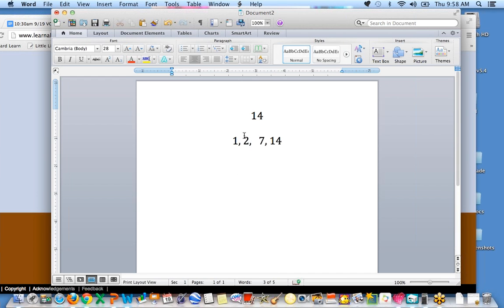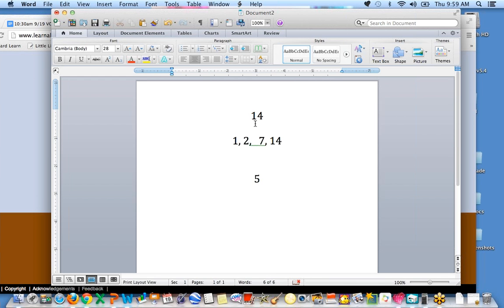That's great. So the only factors of 14 are 1, 2, 7, and 14, because there is nothing I can multiply 3 times in order to end up with 14. That's just because 3 times 4 is 12, 3 times 5 is 15, so that won't work. 4 times 3 again is 12. 4 times 4 is 16. So therefore, that is not a factor of 14.